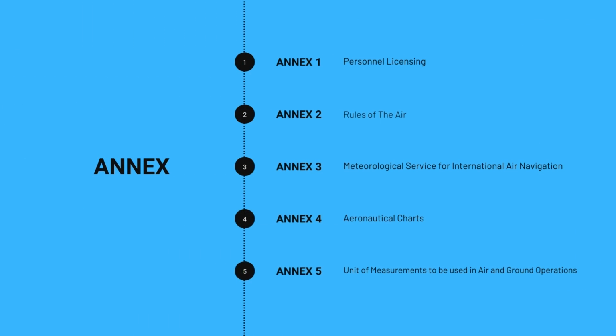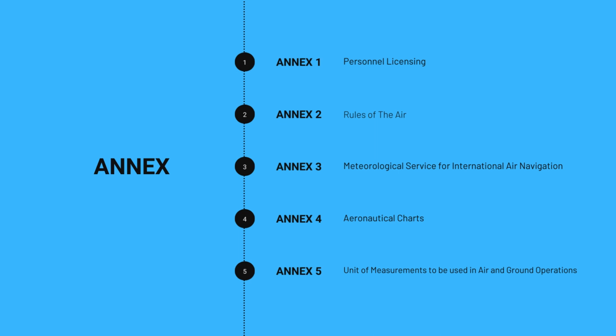So let's have a look at Annex number 1. Annex 1 talks about personnel licensing. Number 2, Annex 2, rules of the air. Number 3, Annex 3, meteorological services for international air navigation. Number 4, Annex 4, aeronautical charts.